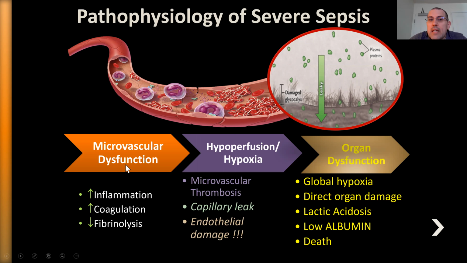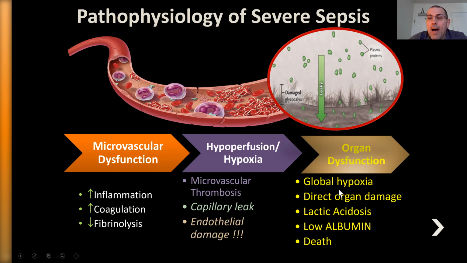What does this ultimately give rise to? Well, hypoxia and hypoperfusion. This is largely due to a microvascular thrombosis at this level, again, because of the increased coagulation and decreased fibrinolysis. This gives rise to a capillary leak as we disrupt this membrane, and this is ultimately endothelial damage. And what's the end result here? Well, we have organ dysfunction.